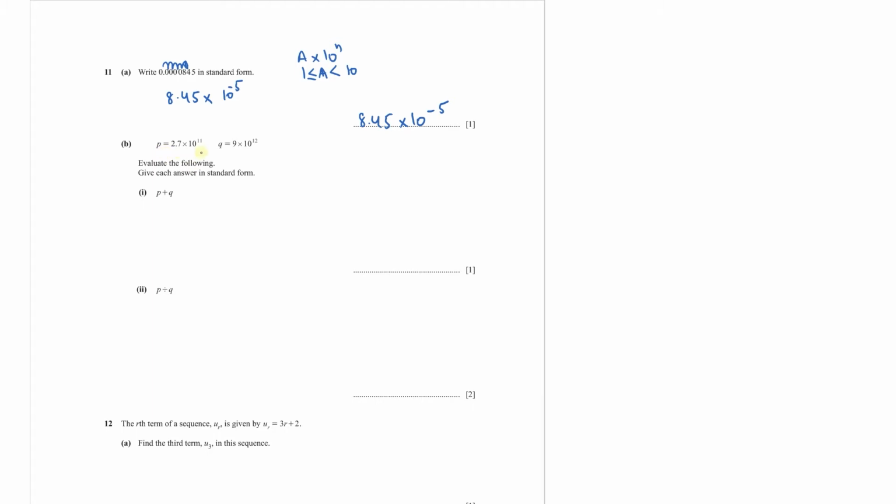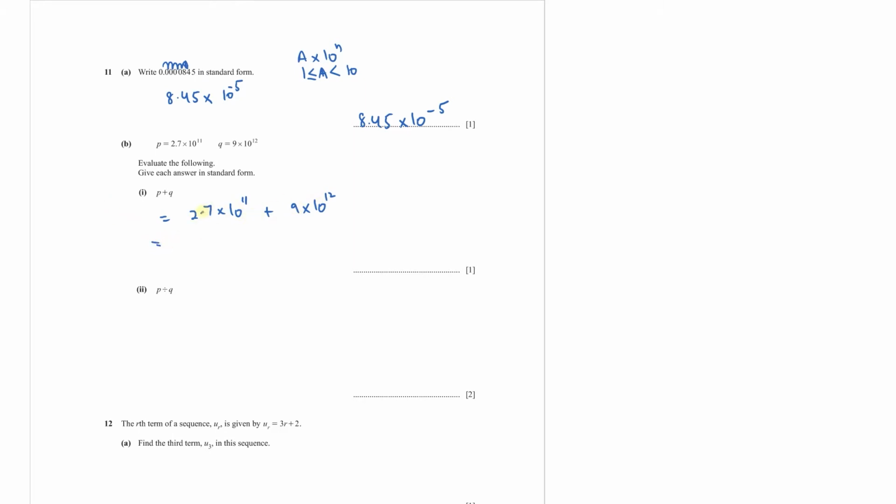The next part is you have given P and Q. You have to evaluate first part P plus Q. So P plus Q will be 2.7 into 10 power 11 plus 9 into 10 power 12. So I can write this as 0.9 to make this power... in fact, I have to convert this. So I can either make this power 12 so that both powers of 10 are 12, or I can make this power 11 so that both powers are 11. So you can do either one, both will be fine.